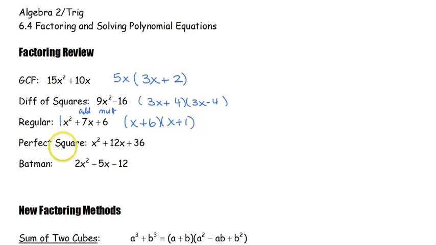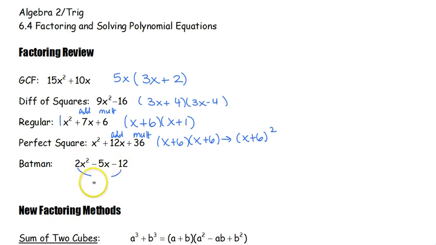Perfect square, it's the same thing that we do with regular factoring. We want to multiply to the outside and add to the middle. The two numbers that multiply to 36 and add to 12 are 6 and 6. So we've got x plus 6 and x plus 6, but we rewrite that, since it's exactly the same, as x plus 6 quantity squared. And our last one is Batman.